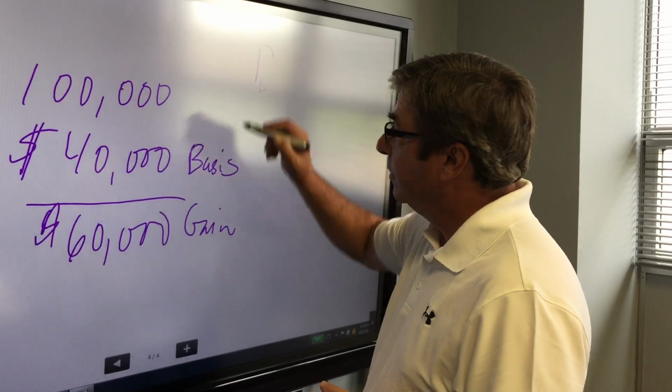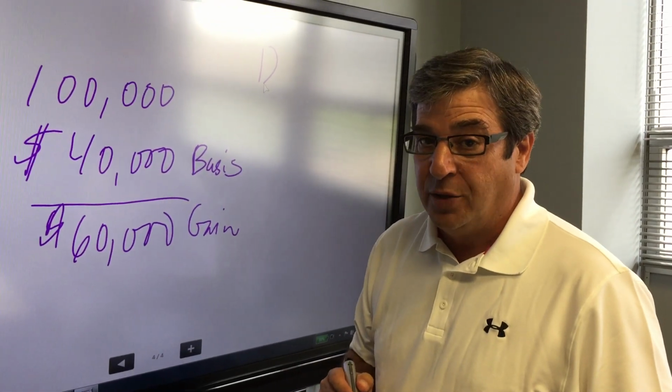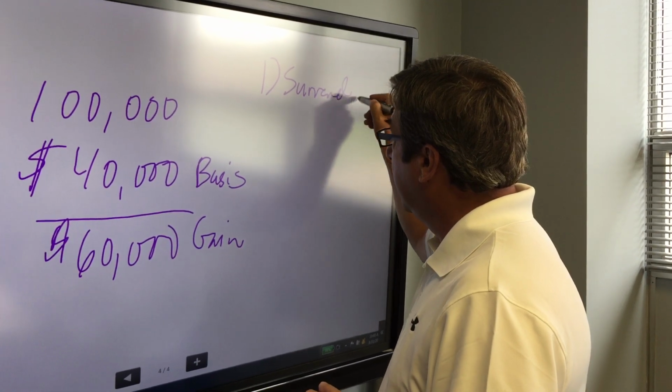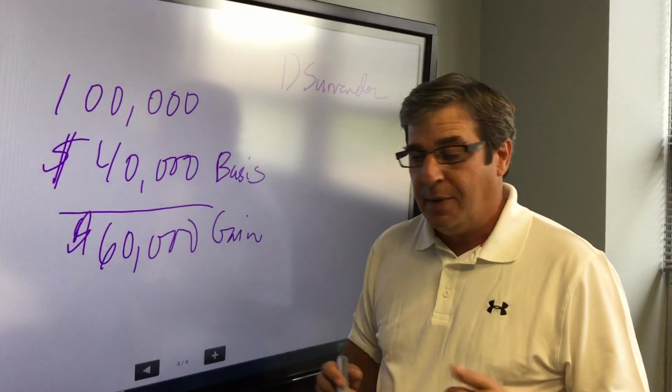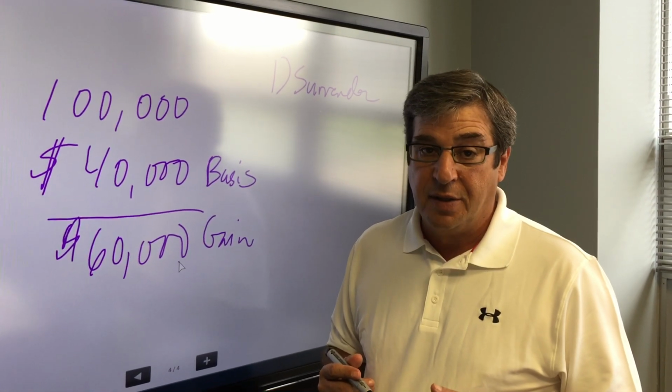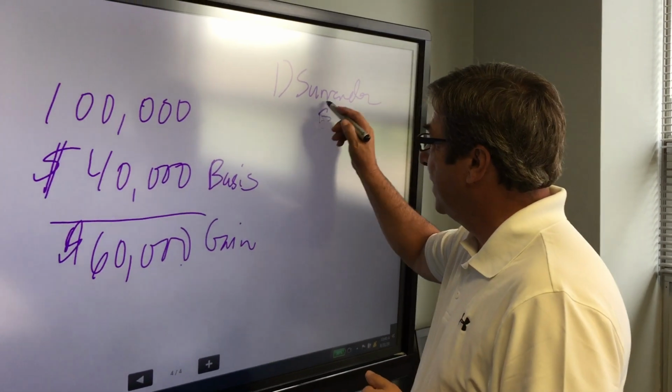So there are three distribution options. One is the most expensive one. We call that surrender. Joe sends the contract back to the insurance company, and he has to pay taxes one time, immediately, on the gain of $60,000. That's expensive.